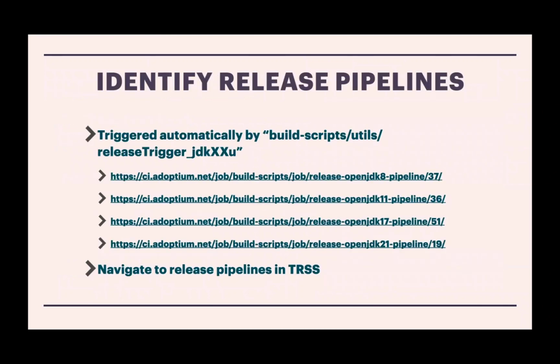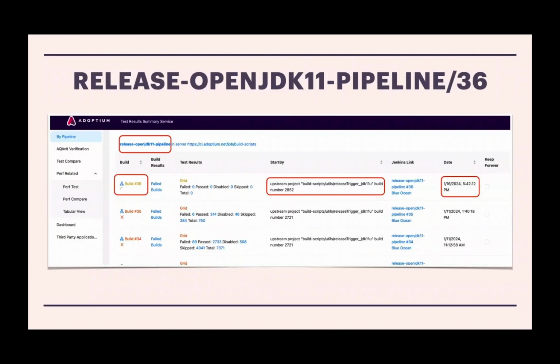All right, so when we triage during a release, we actually identify which release pipelines we're looking at. Those are announced in the release Slack channel and also are linked in the status issue that we raised to cover the status of all releases happening during a particular CPU or feature release. We can navigate to those release pipelines in TRSS. How does that look?